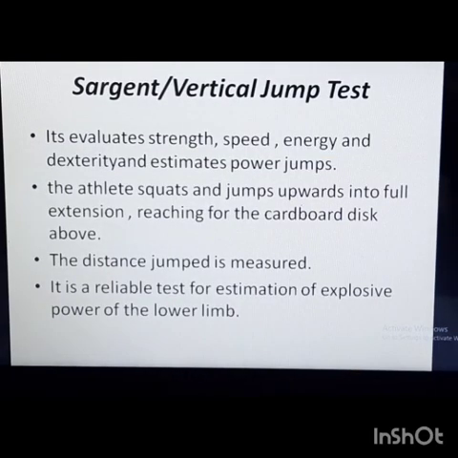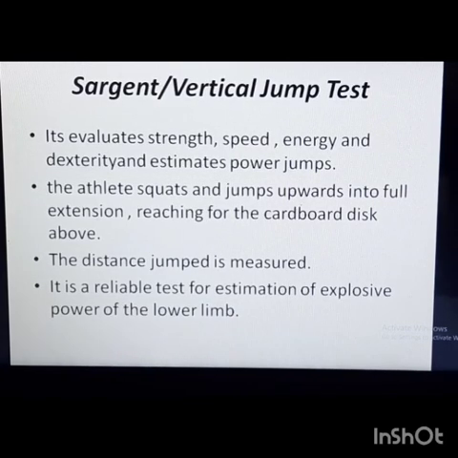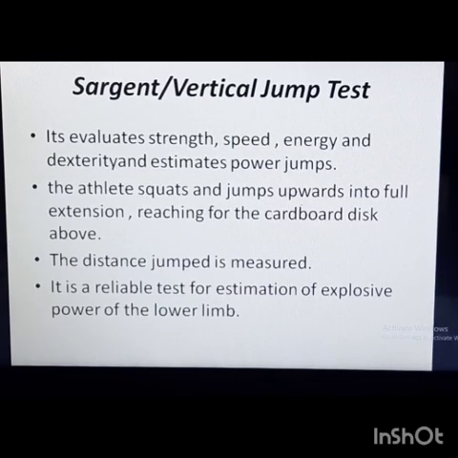Vertical jump test. It evaluates strength, speed, energy and dexterity, and estimates jump power. The athlete squats and jumps into full extension, reaching the cardboard disc above. I'll show you the instrument.